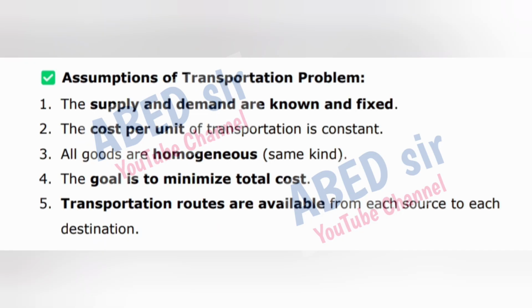Assumptions of the transportation problem. The supply and demand are known and fixed. The cost per unit of transportation is constant. All goods are homogeneous, the same kind. The goal is to minimize total cost. Transportation routes are available from each source to each destination.